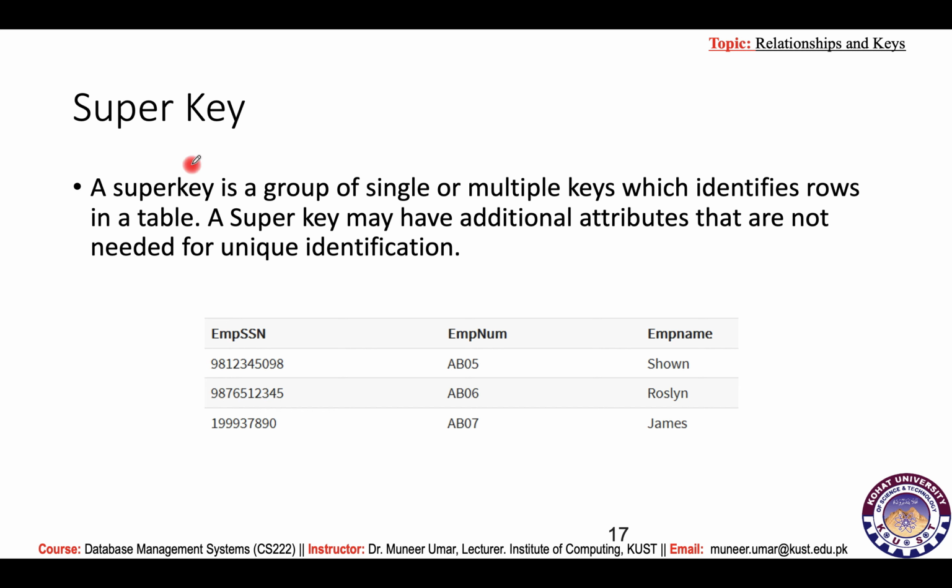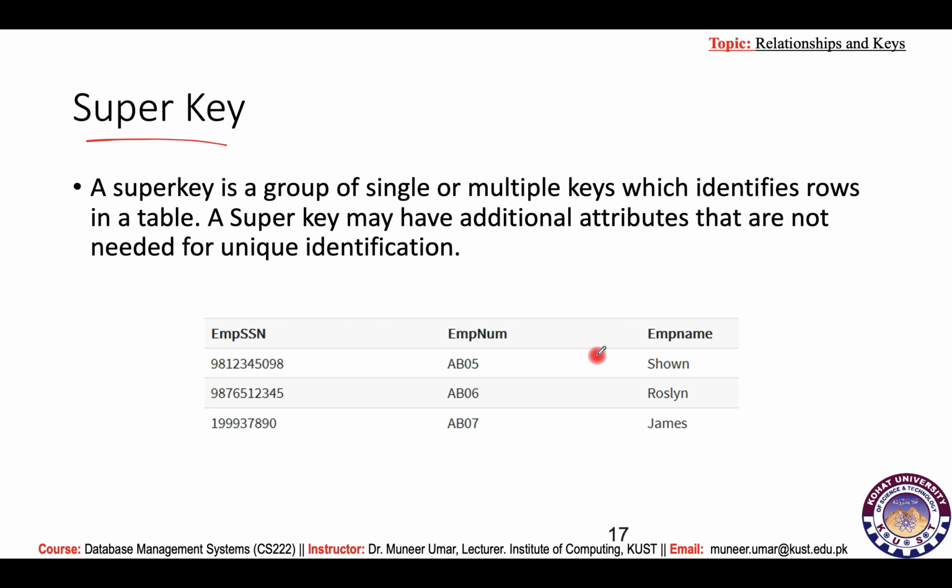The first type of key is super key. A super key is a group of single or multiple keys which identify rows in a table. Super key may have additional attributes that are not needed for unique identification.